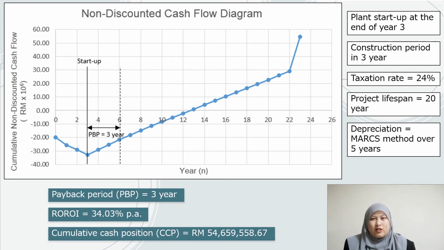From the non-discounted graph, the payback period is 3 years with the rate of return on investment, also known as ROI, at 34.03% per annum, where the benchmark of ROI for the project to become profitable needs to be more than 10% per annum. From the cumulative cash position, the value is positive, which is Ringgit Malaysia 54.66 million, which shows that the project will gain more profit at the end of the project lifespan.